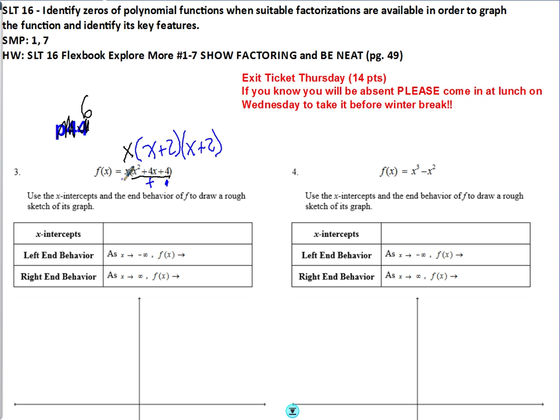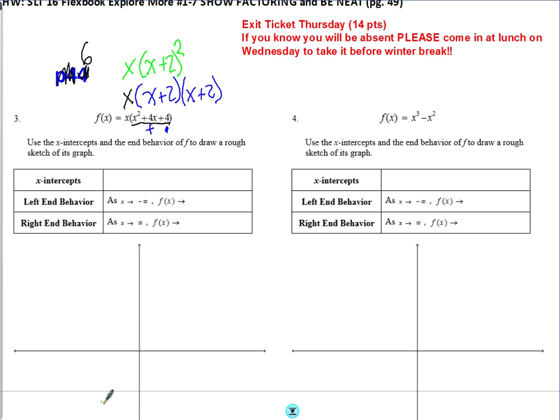Where did that x come from? It's the same x that was out front, times x plus 2 times x plus 2. And where did that come from? Well, I factored. Now, the nice thing, x plus 2 times x plus 2 is just x plus 2 squared. So we actually have a multiplicity of 2. So what we're going to do now is just fill in the rest of the gaps.